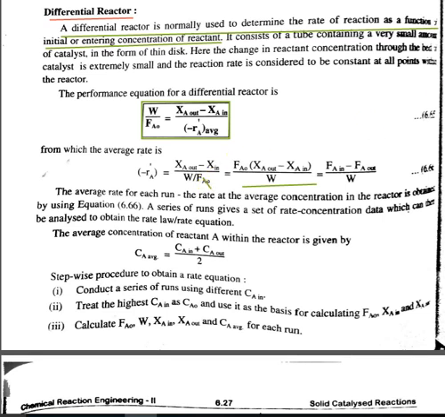So FA0 times XA out minus XA in, divided by W only. So basically it is FA in minus FA out.